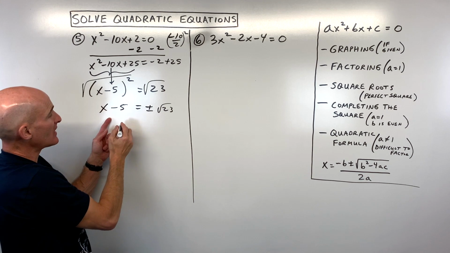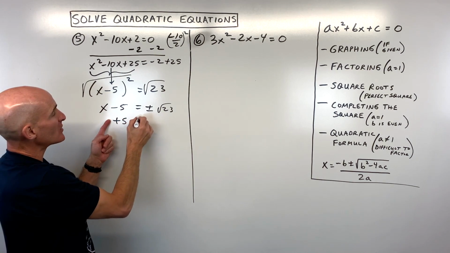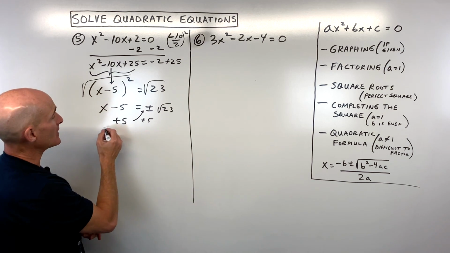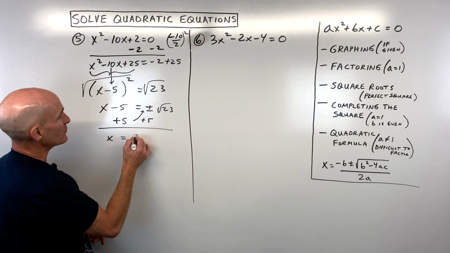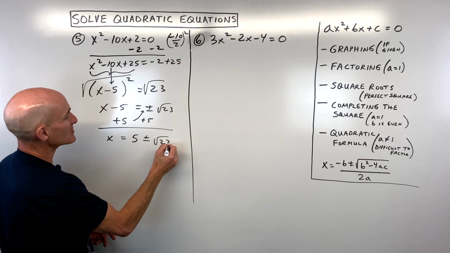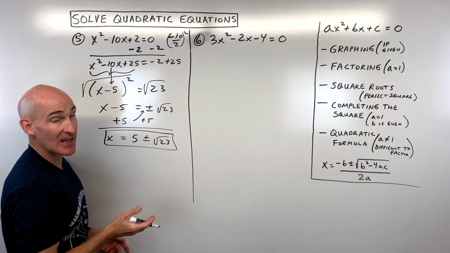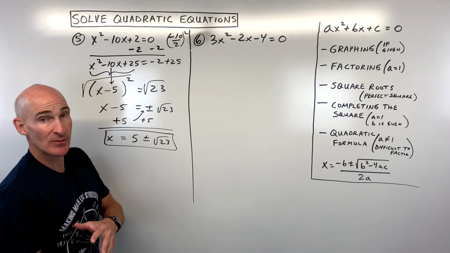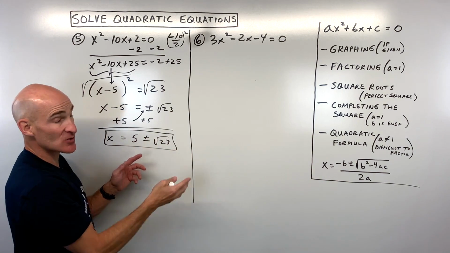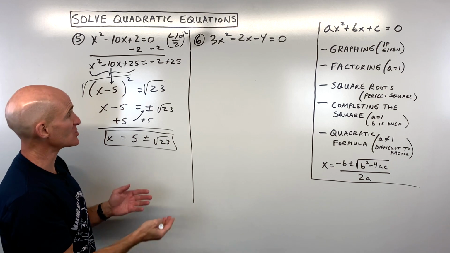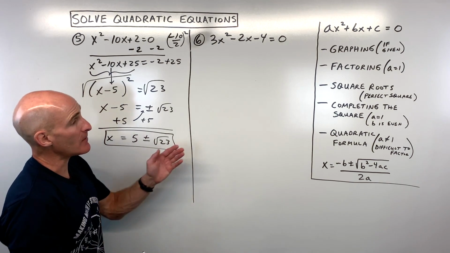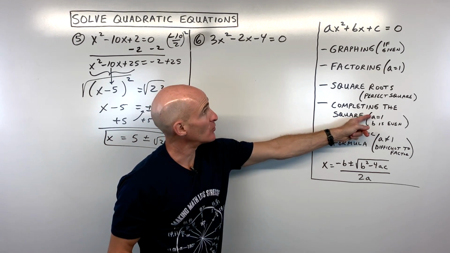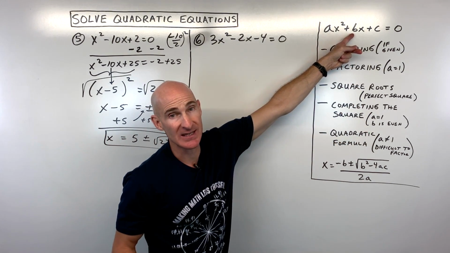Now what you can do here to get x by itself is add 5, but make sure you add the 5 in front of, or to the left of, the plus or minus sign. So this is going to be x is equal to 5 plus or minus the square root of 23, and that's an exact answer. Now, you could do this on your calculator, 5 plus square root of 23, get a decimal approximation, 5 minus the square root of 23, get a decimal approximation, but this is exact. So again, completing the square method, I would only tend to use this if a is equal to 1 and the b is an even number.